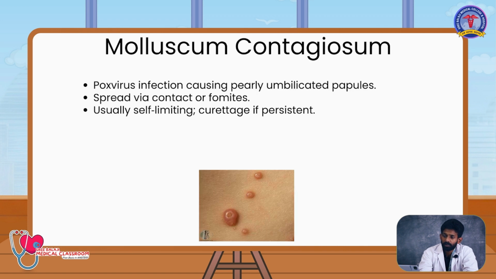Molluscum contagiosum, caused by a pox virus, is common in children and in the immunocompromised. Transmission is by direct contact and through fomites, and the patient presents with umbilicated pearly papules. It is usually self-remitting, and again the treatment is curettage or cryotherapy if the condition is persistent.